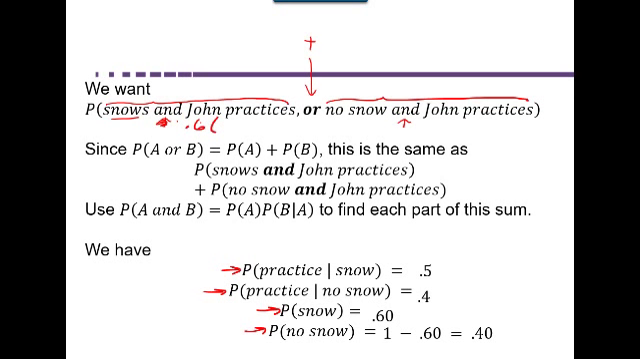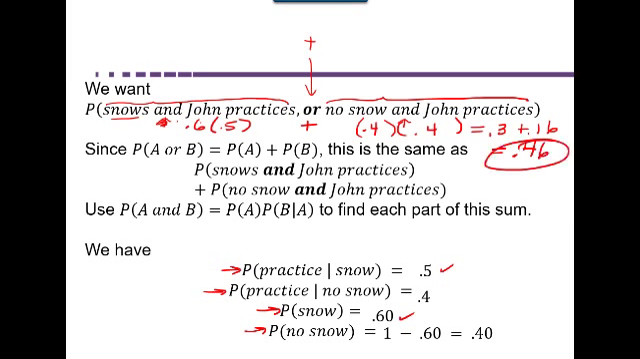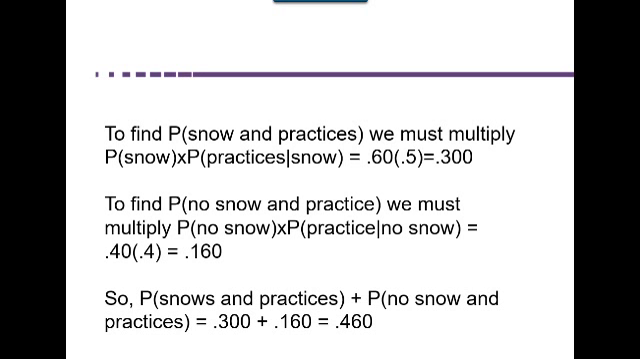Remember, the probability of snow and John practicing would be the probability of snow, which is 0.6, times the probability that he practices given that snow has occurred, which would be the 0.5. Or means plus. Now the probability of no snow would be 0.4 times practicing given no snow, which is also 0.4. So that means that we have 0.3 plus 0.16, which turns out to be 0.46. 0.46 is the probability that he's going to practice.